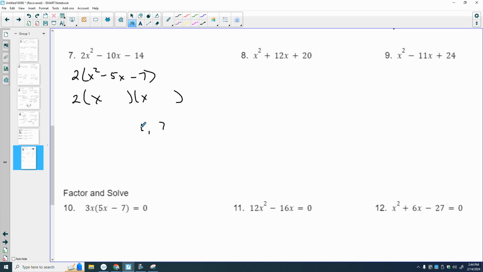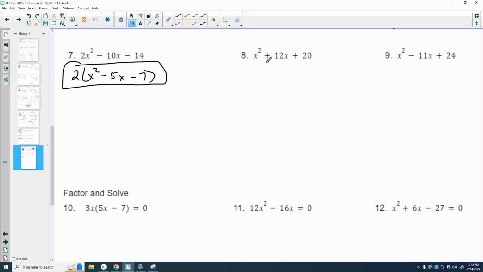Does 7 minus 1, I'm subtracting, right? This is negative, so I'm subtracting the 7 and the 1 to get 5. Is 7 minus 1 5? Nope. Well, there's nothing else to try. You're done. 7 minus 1 doesn't work. It does not factor any further. Don't say it doesn't factor. It does factor. 2 came out of all three of them. It just doesn't factor any further.